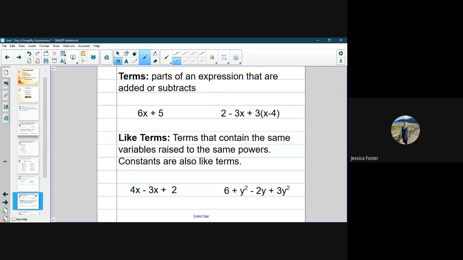Terms. Terms are parts of an expression that are added or subtracted. Once again, I have a couple different examples here, and we're going to look at how many terms we have in each expression. So in this first expression here, I have 2 terms that are connected by an addition sign.